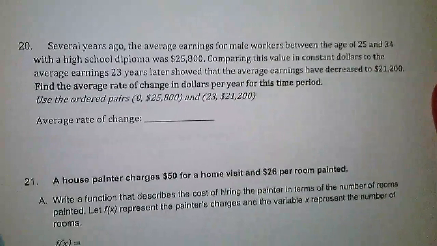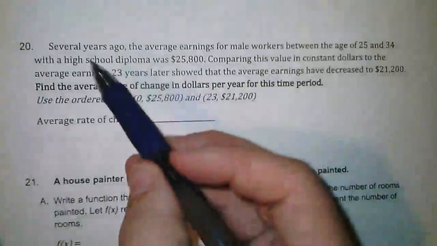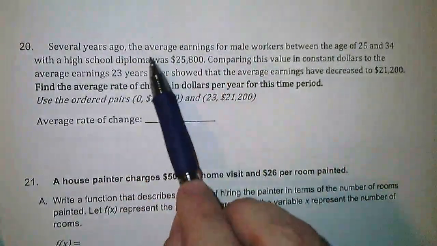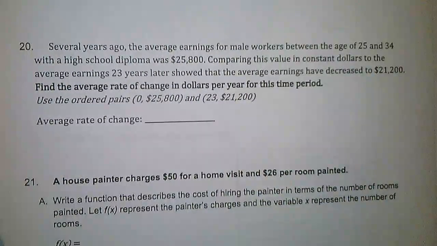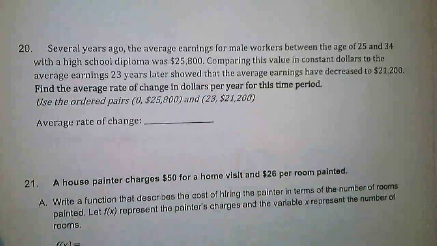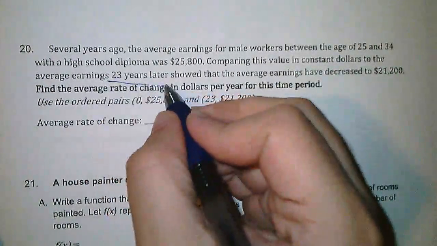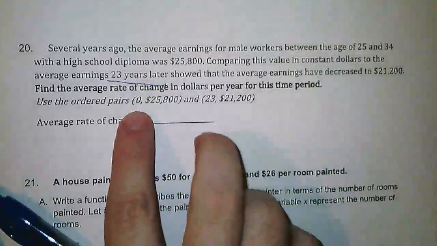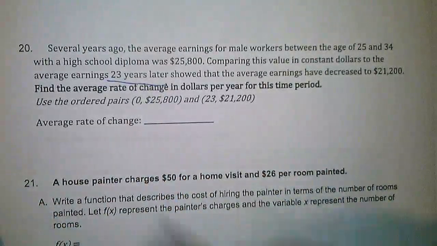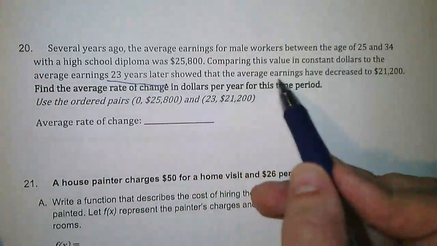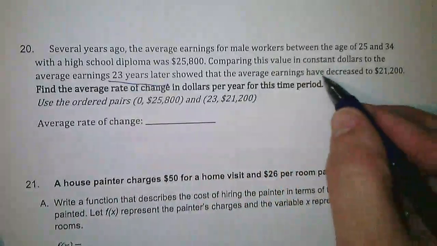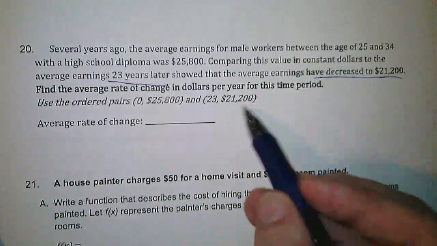Number 20, you'll have a couple of these word problems. It says several years ago, the average earnings for male workers between the age of 25 and 34 with a high school diploma was $25,800. Comparing this value in constant dollars to the average earnings 23 years later, that's why the x values are 0 and 23. 23 years later, the average earnings have decreased to $21,200.